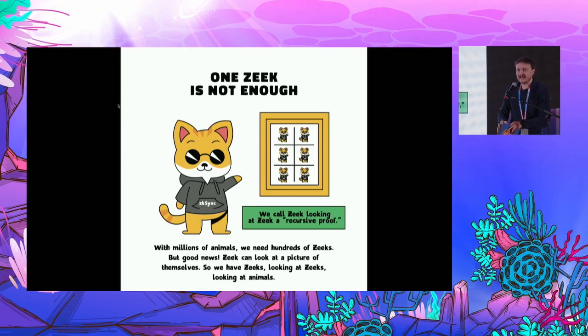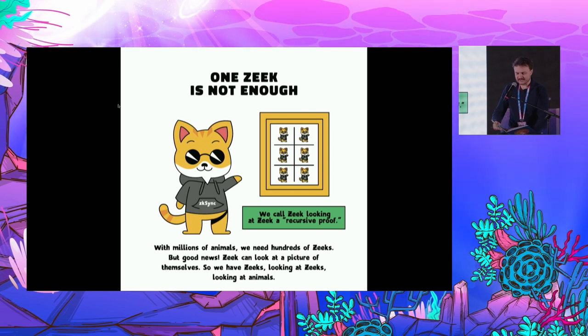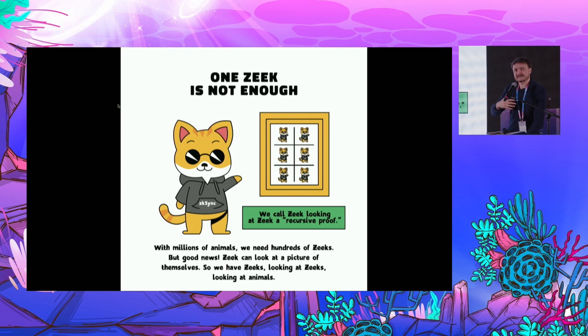Now, the tricky thing is that one Zeek might not be enough because it can look only at thousands. But with millions of animals and huge gates, we can have Zeeks looking at other Zeeks. Meaning Zeeks can look at a picture of themselves. So we have Zeeks looking at animals, and that's where we start getting into recursive proofs. In practice, for systems like ZK Sync, we can have Zeek looking at Zeek looking at Zeek looking at animals. So like 4 levels, out of curiosity.